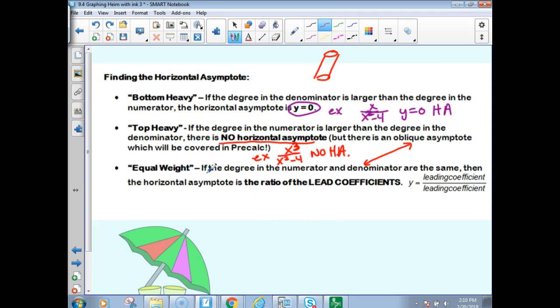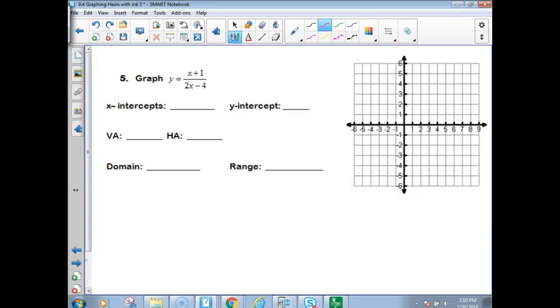And equal weight. If your numerator and denominator have the same power, top and bottom, so x squared over x squared plus 1, for example, then you would have a leading coefficient over leading coefficient. So for this case, your horizontal asymptote would be y equals 1, because that's leading coefficient over leading coefficient. All right, let's try some.